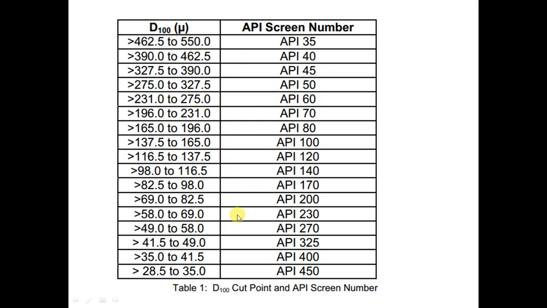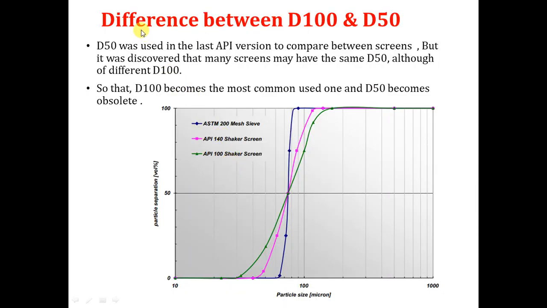This table has been made by the ASTM. For example, if the D100 is more than 98 microns up to 116.5, then this is the API 140. So take care about this, it is very important in order to make the labeling for the screens.